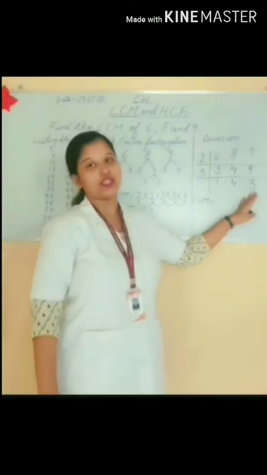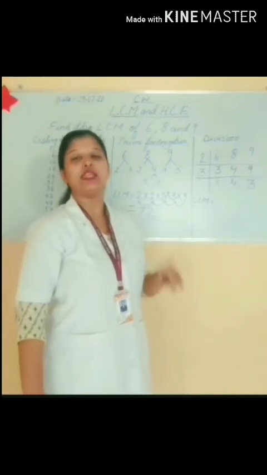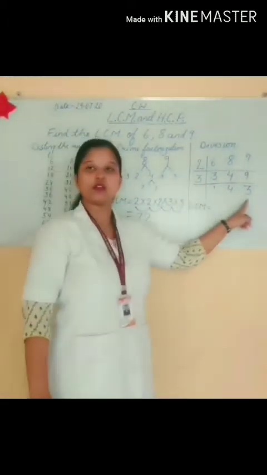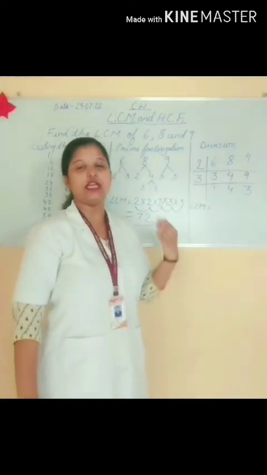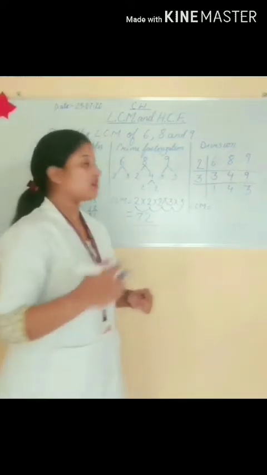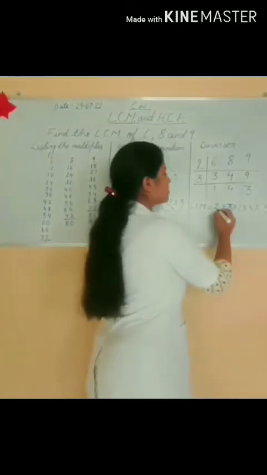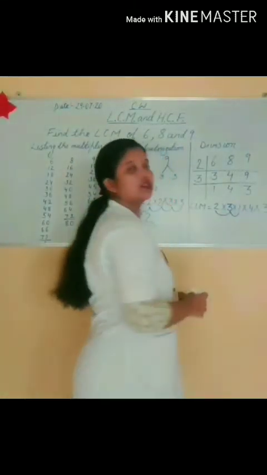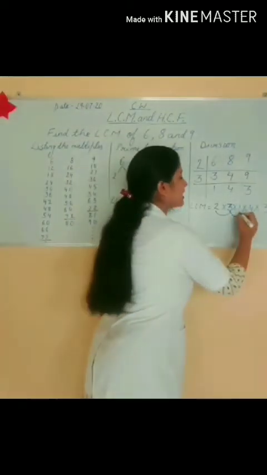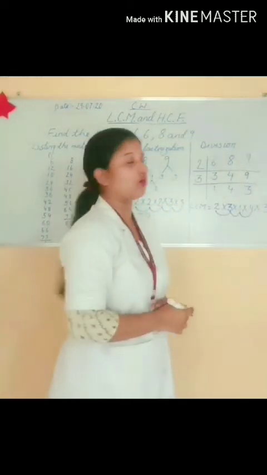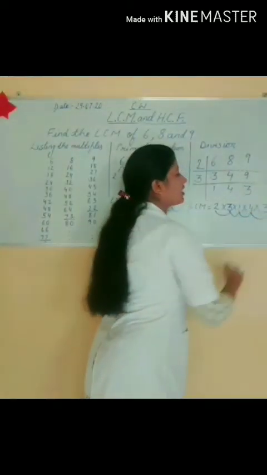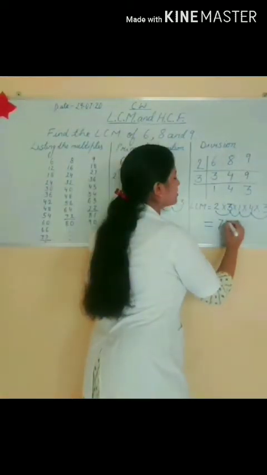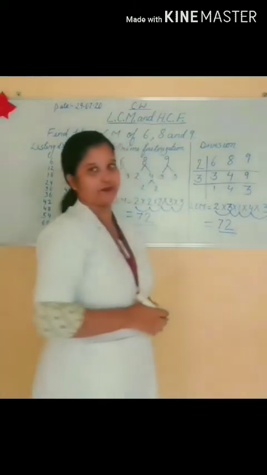Now 4 and 3 cannot be divided by any common number. So we will multiply these numbers and whatever the product we will get, that is our LCM. So let us multiply. 2 times 3, 6. 6 times 1, 6. 6 times 4, 24. And 24 times 3 is 72. So 72 is our LCM.